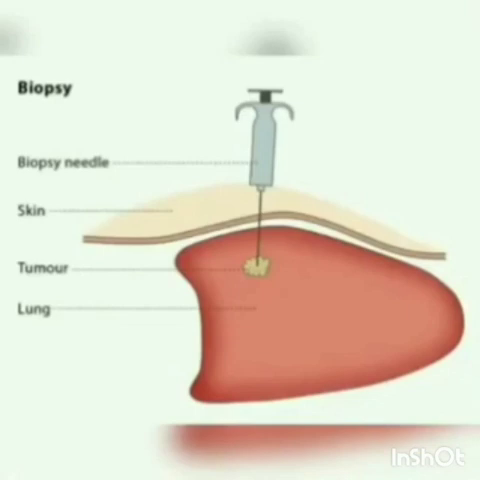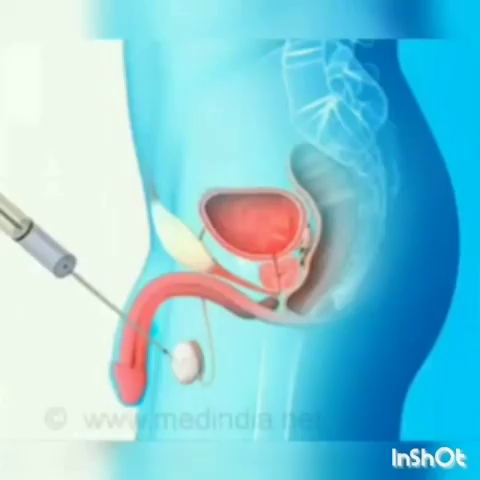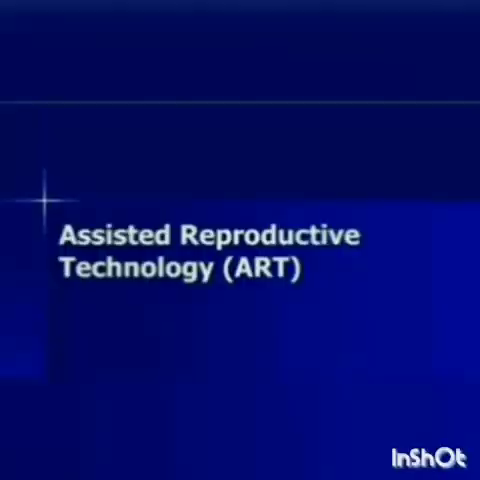Biopsy is nothing but taking a part of the skin from our body and testing it to see if there is any problem in the skin. Likewise, a small part of the testis is removed and tested to see whether it contains sperms or not. So these are some of the different methods of assisted reproductive technology.